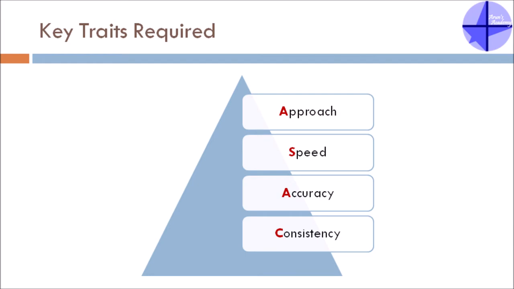Last but not the least, consistency. What is it? Maintaining the same approach, speed and accuracy throughout, from the beginning till the end of your test. Now that's called consistency. The last three can be developed only with practice, okay? So my sincere suggestion and recommendation to all of you who are watching this right now is, please clear your approach by going through the training program, after which we will have a lot of mock tests and practice tests which will be given. Practice as much as possible so that you can improve on your speed, accuracy and consistency. Only then you will be able to crack an aptitude test.